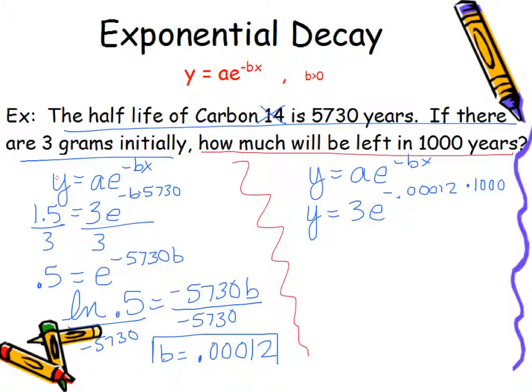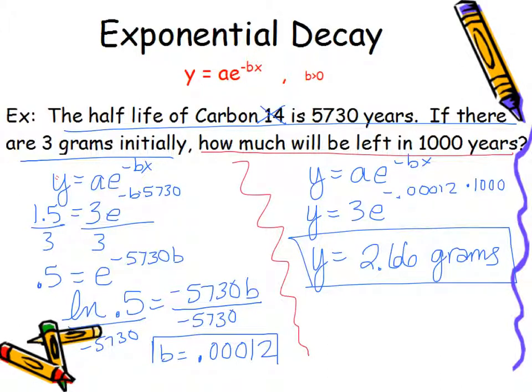So here we go. In your calculator, you're going to take 3 times e to the, so you do that second ln, to the negative, and then I can type in the 0.00012, or I'm going to do alpha A, times 1,000. And I end up with 2.66. And that's how much of the carbon-14 it's measured in grams, which is somewhere between that 1.5 and 3 that I thought it should be.